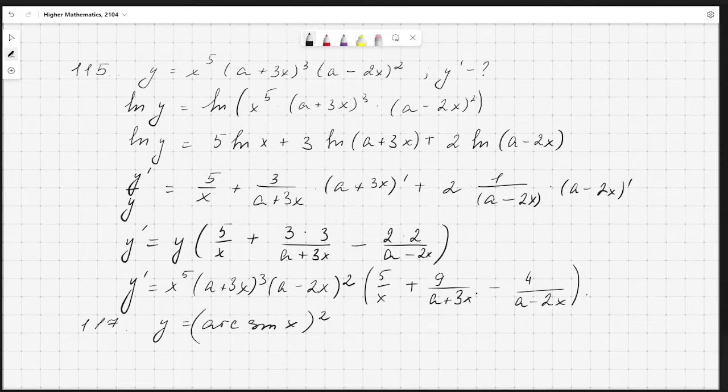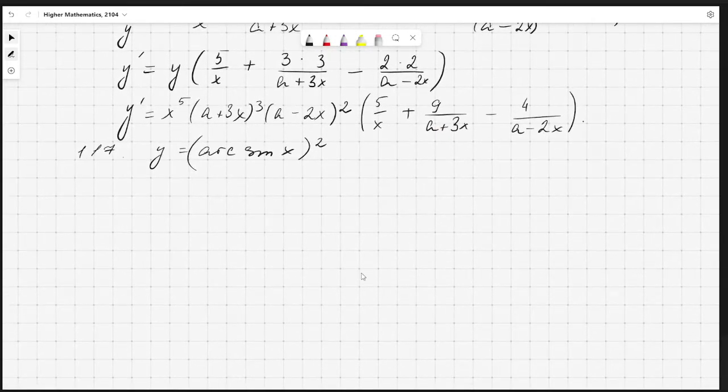In this place we can not use logarithmic differentiation, but you can use it if you want. I will calculate without this. It means I just find y prime, derivative of square root.